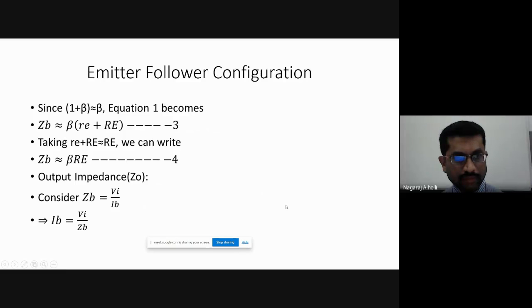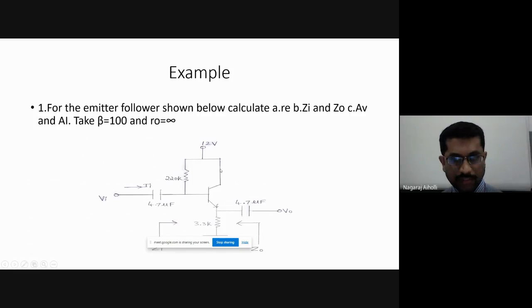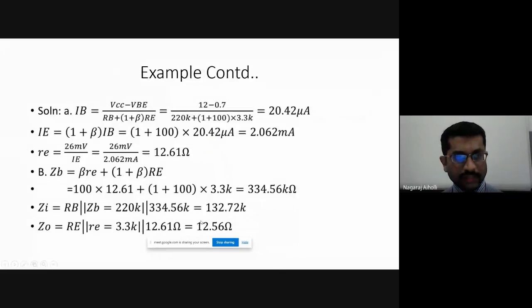We know the equation for ZB now: beta re plus (1 plus beta) into capital RE. Beta is 100 into small re, 12.61, plus (1 plus 100) into capital RE, that is 3.3K. If we simplify this, we should get 334.56 kilo ohms. Just compare your answers. We'll discuss again.